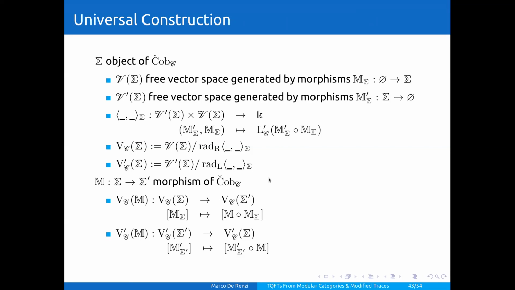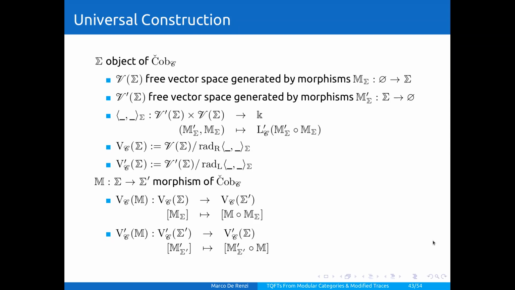And now we also define linear maps for morphisms in this category, and they are very natural because this construction is quite natural. So V of M will be a linear map from V of sigma to V of sigma prime. It will send the class of a morphism like this to the class of the composition. And the same for V prime, but V prime will be a contravariant functor. So in fact, we start from a vector in V prime of sigma prime. We go to V prime of sigma by composing on the other side, okay?